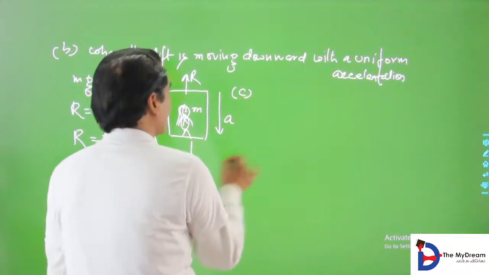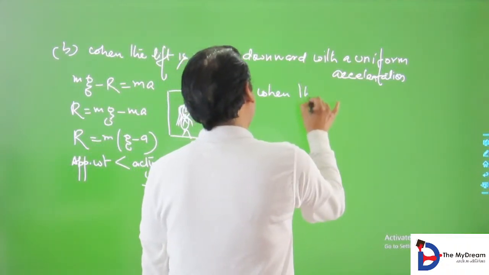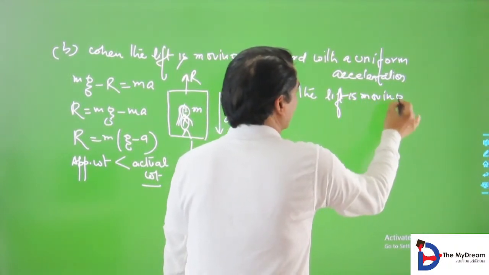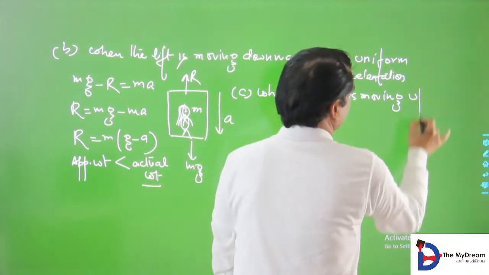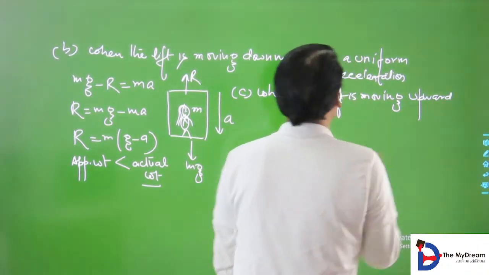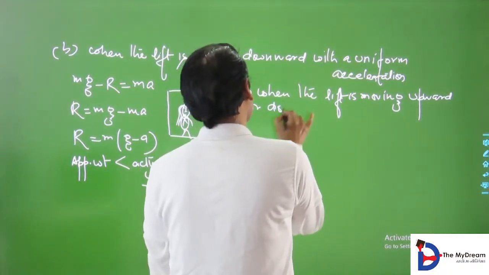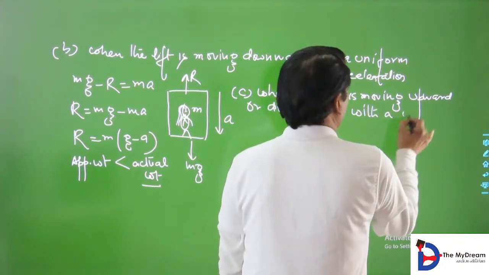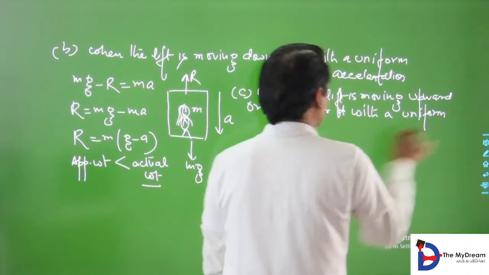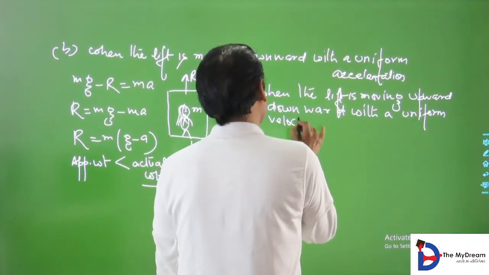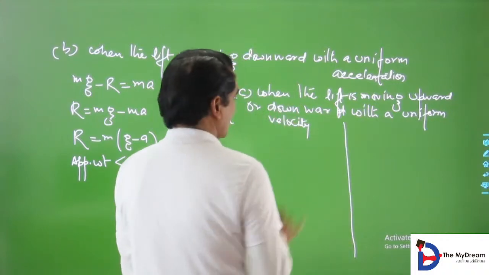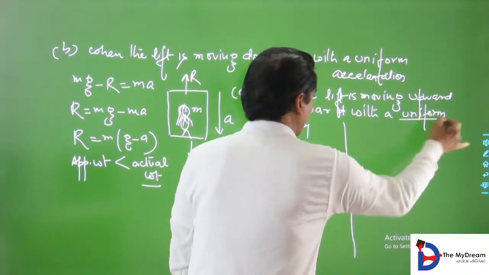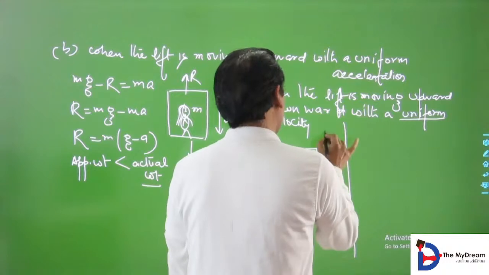See, when the lift is moving upward or downward with a uniform velocity, when we are talking about uniform velocity, it means acceleration is 0.